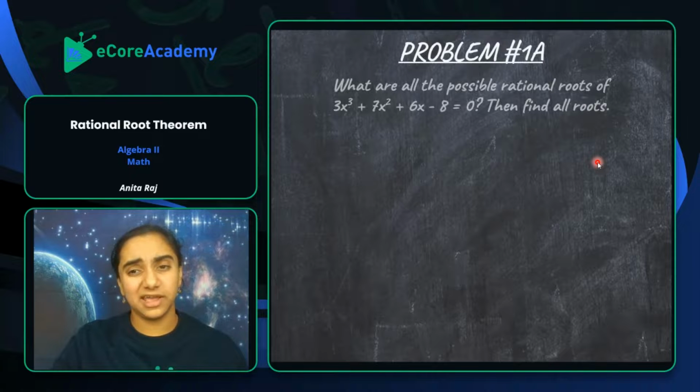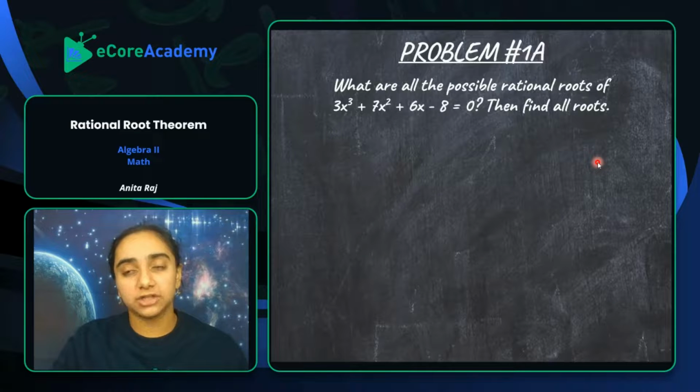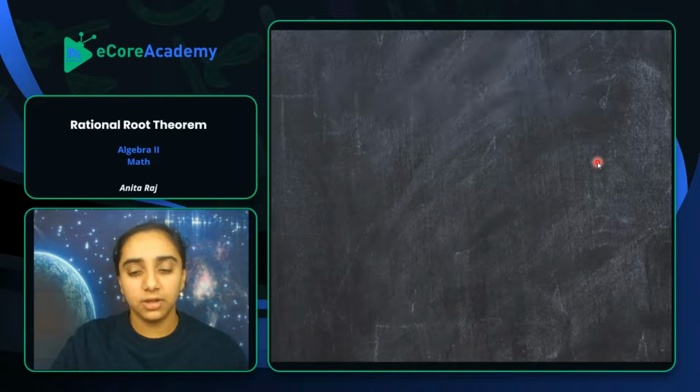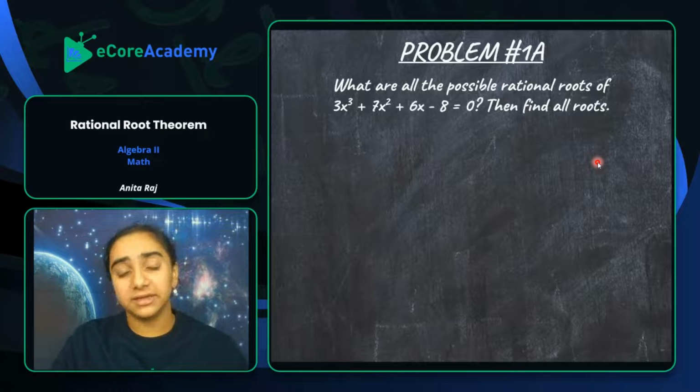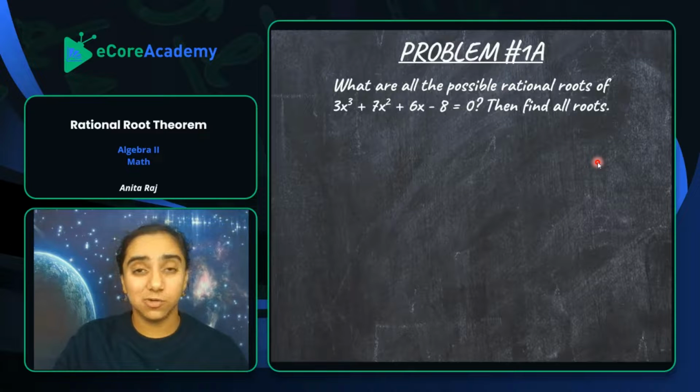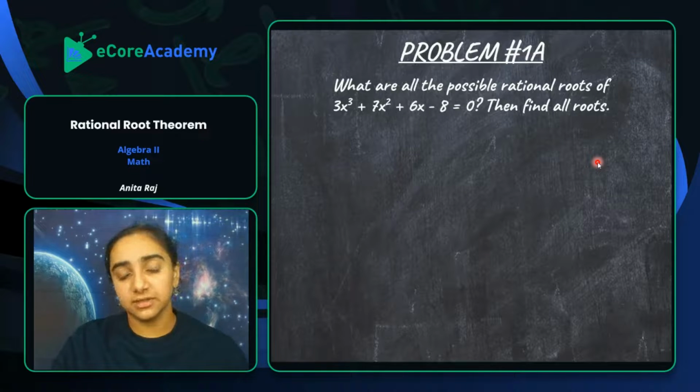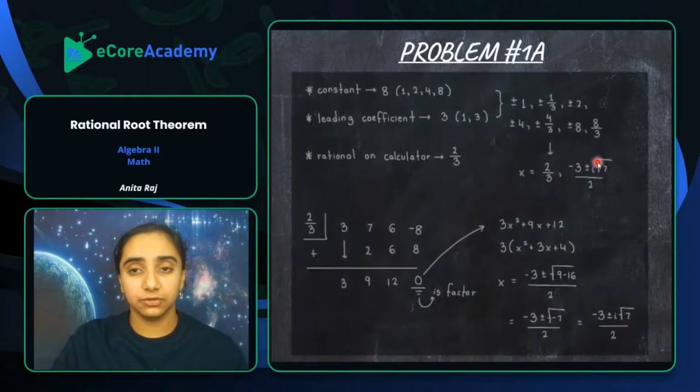Here's problem number 1a, very similar. What are all the possible rational roots of 3x cubed plus 7x squared plus 6x minus 8 equals 0? Then we're going to find all the actual roots that belong to this polynomial. Keep in mind that it's a cubic, so again, it's going to be hard to factor because it's not a quadratic. So we're going to try to simplify this into a quadratic using the rational root theorem and then find the irrational root as well.